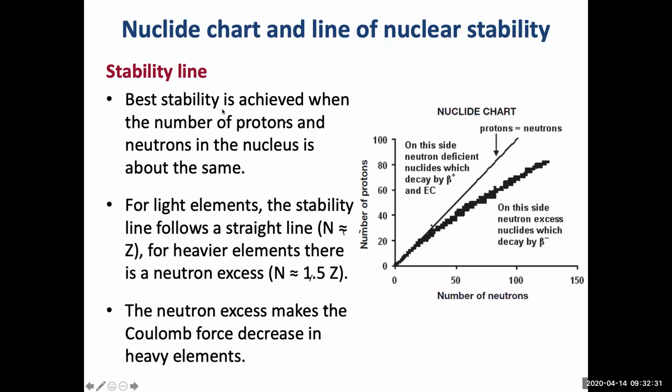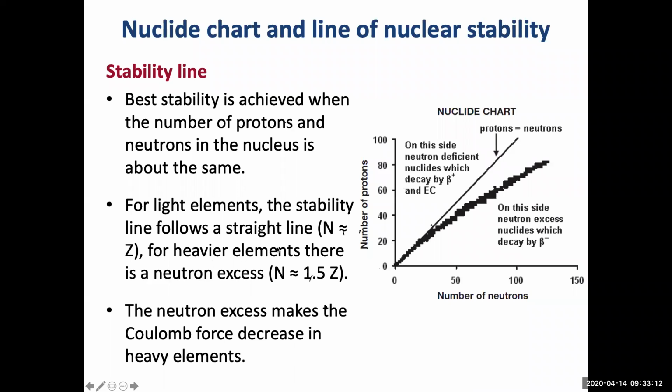The best stability is achieved when the number of protons and neutrons in the nucleus is about the same, like 5 protons and 5 neutrons, 10 and 10. This is the best or ideal situation of stability. From this plot, we can see that for light elements, as the number of protons or neutrons increases, we get heavier elements. For light elements, the stability line follows a straight line, where the number of protons equals the number of neutrons, meaning N equals Z.